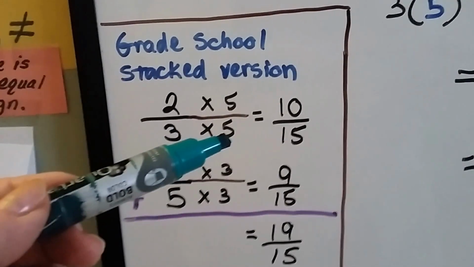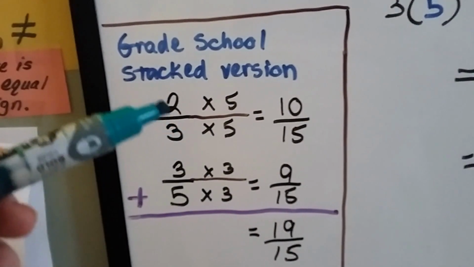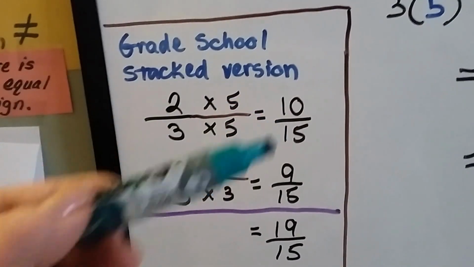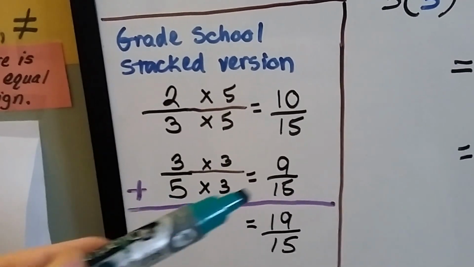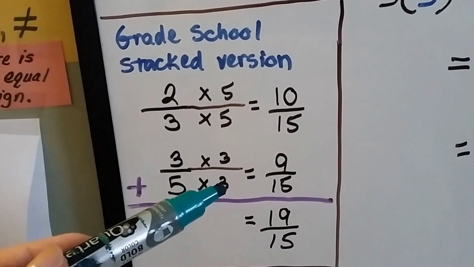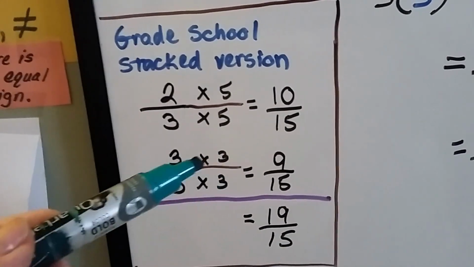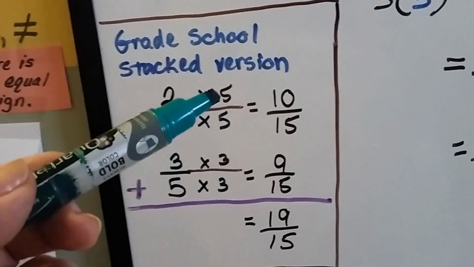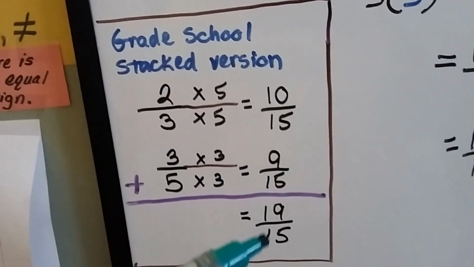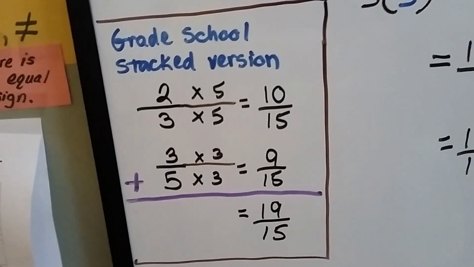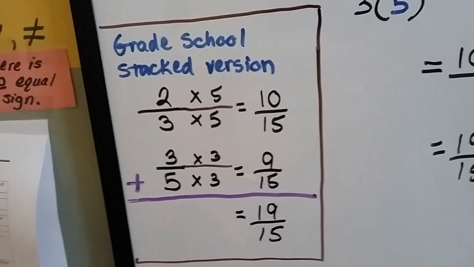So 3 needs to be multiplied by 5 to get to the 15, so we multiply the numerator by 5 and we get 10/15. And for the 5 to get to the 15, it needs to be multiplied by 3. So we multiply its numerator by 3. It gets jealous, so it wants to be multiplied by the same thing, see? And that becomes 9/15. Now we can add 10 and 9 and get 19/15.